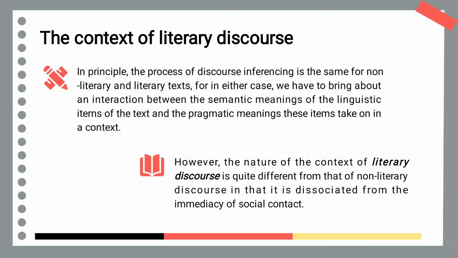However, the nature of the context of literary discourse is quite different from that of non-literary discourse in that it is dissociated from the immediacy of social contact. So this means that the dynamics in decoding the meanings of the discourse in non-literary text is different from the literary text. This is evident when we decode the meanings of a non-literary text. It is dependent and associated to the immediacy of social contact. In other words, non-literary text can be understood in the context of our everyday social practice, whereas literary text is not conveyed in the same manner. So the meaning of the literary text is self-enclosed, which means that it is isolated or confined from external associations of meaning.